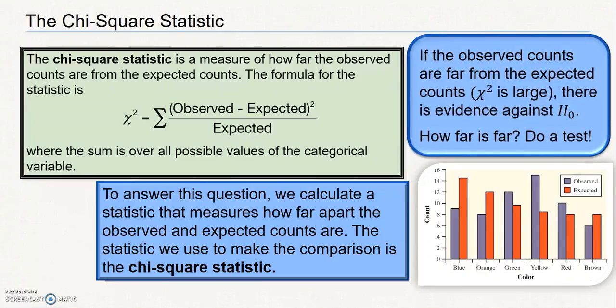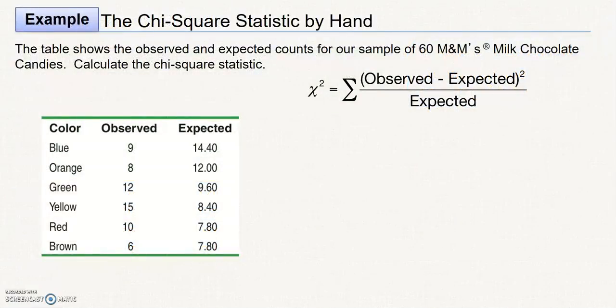If the observed counts are far from the expected counts, so your chi-square is large, there is evidence against H naught. Well, how far is far? Well, we have to do a significance test. Let's first calculate our test statistic by hand. The table shows the observed and expected counts for our sample. Let's use our formula.